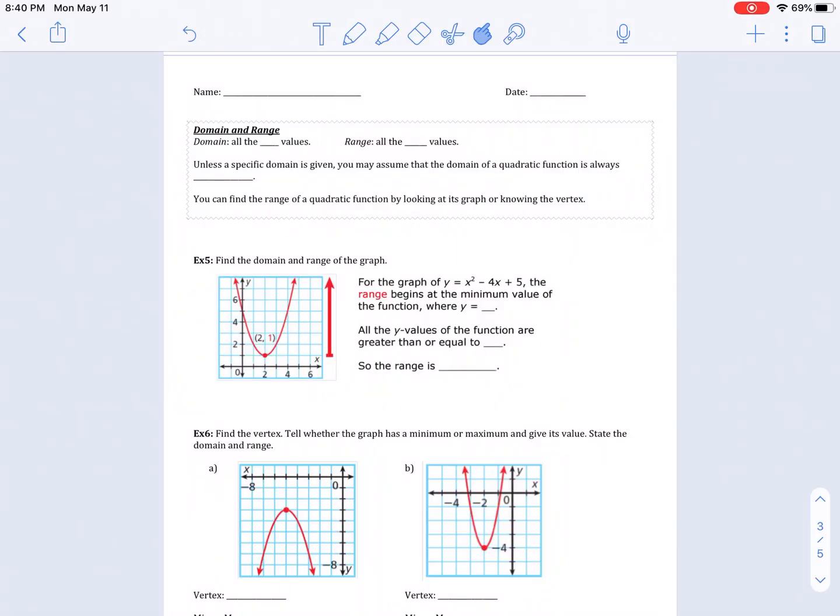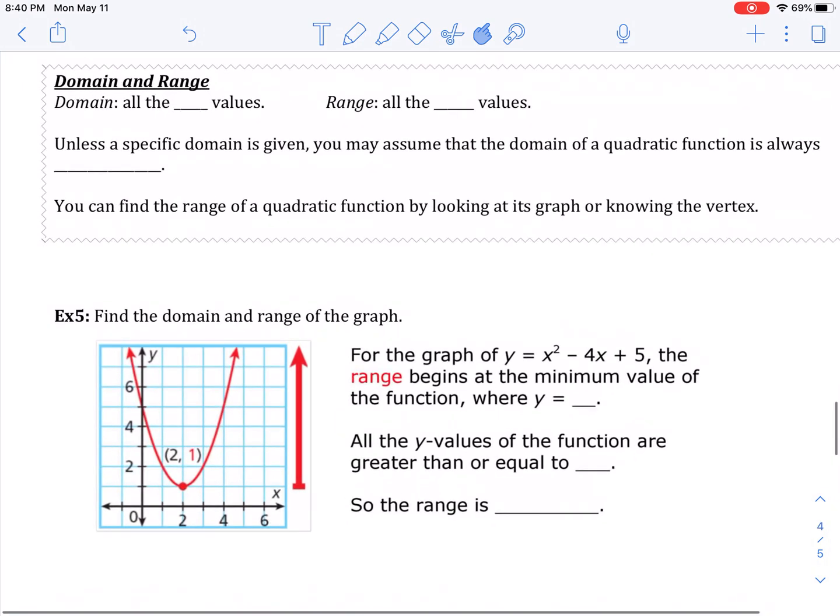Okay, last slide. Let's just review domain and range again, in case you've forgotten. We did these a while ago. The domain is all the x values. The range is all the y values.